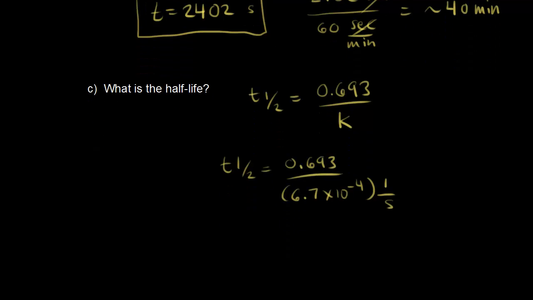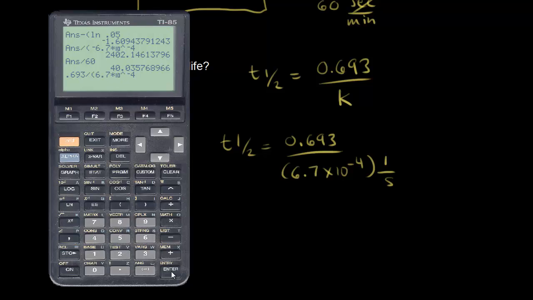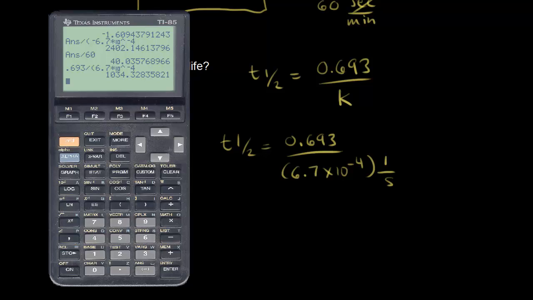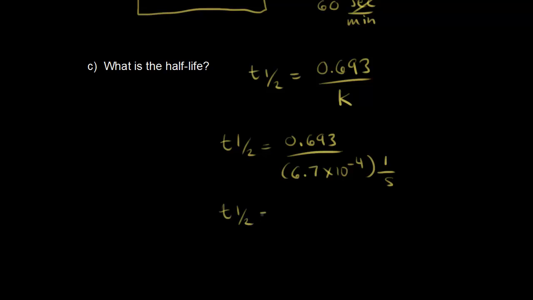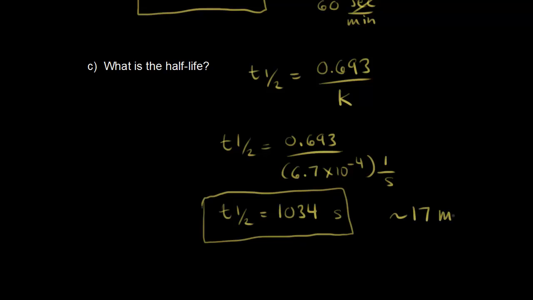All right, so we can do that on our calculator to solve for the half-life. So we have 0.693, divide that by 6.7 times 10 to the negative 4. And so we get 1,034. So t 1/2, which is the half-life, is 1,034. And the units would be seconds. So 1,034 seconds. If you wanted to convert that into minutes, we could just divide that by 60 seconds, and that gives us approximately 17 minutes. So we'll round that to approximately 17 minutes is the half-life.